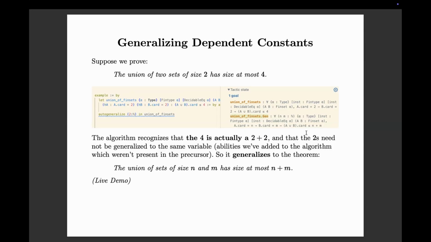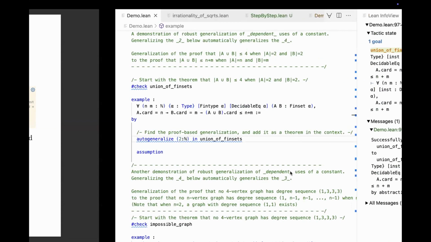And maybe I should emphasize here that the way that we detect this is by looking at the proof. If we were just trying to generalize theorem statements and all we had was this statement, this algorithm wouldn't work. It's a proof generalizer, and then we can run type inference to figure out what the more general theorem is. But by looking at the proof, we recognize that there's a dependency here, and so we can generalize to the theorem that the union of a set of size n and a set of size m has size at most n plus m, and we get the corresponding proof.